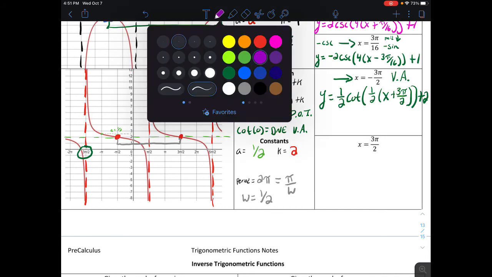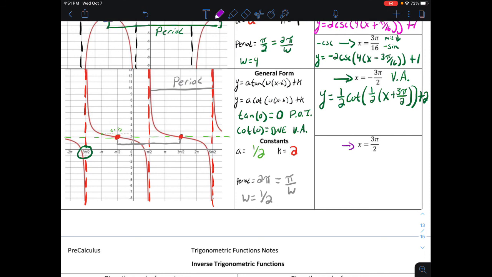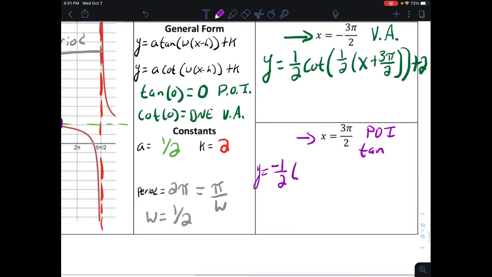All right, now we go look at our next reference x value. Our next reference x value is at 3 pi over 2. 3 pi over 2 is a point of inflection. For points of inflection, we use tangent. Now, tangent was supposed to be an increasing function, but since this is a decreasing function, we're going to have to make tangent negative. So our equation will be y equals -1/2 times tangent of w times x minus our reference x value, so x minus 3 pi over 2. And then plus k on the end, so plus 2.